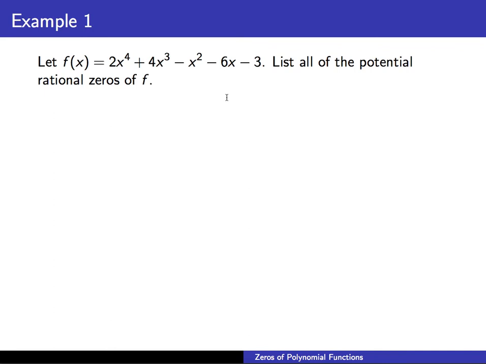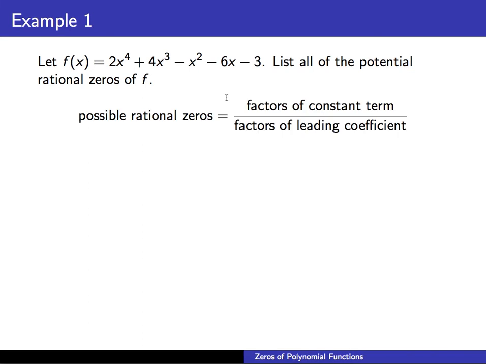So example 1, let f of x equal 2x to the fourth plus 4x cubed minus x squared minus 6x minus 3. We're going to list out all the potential rational zeros of this function. In other words, for all the values of x that are solutions to this equation equaling 0, or all the x-intercepts we could have, we're going to list out all the ones that are potentially rational numbers.